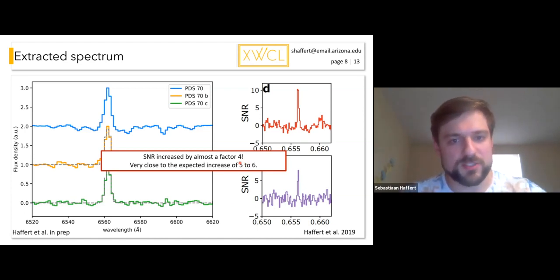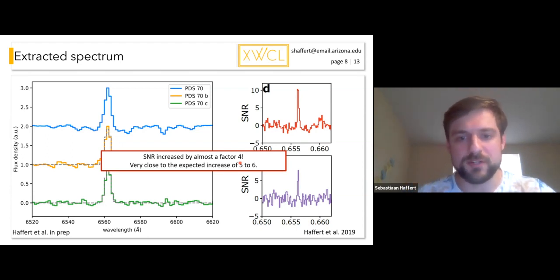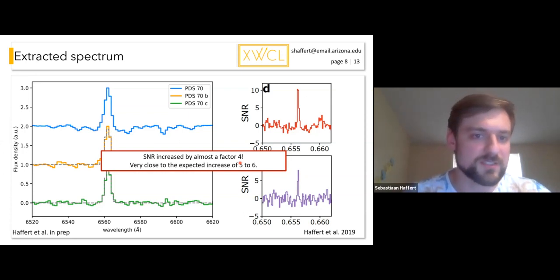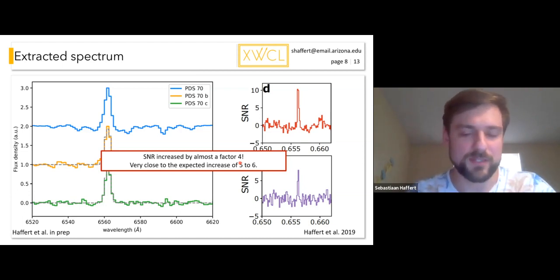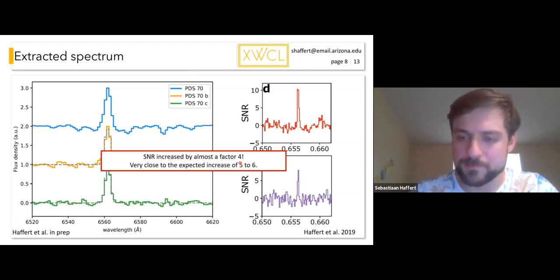But I think what this already shows is that with this type of observing technique and with MUSE, we can actually do very long integrations, and we can stack the data and see an increase in signal to noise, even beyond single nights. We can even stack multiple independent nights to increase the signal to noise.